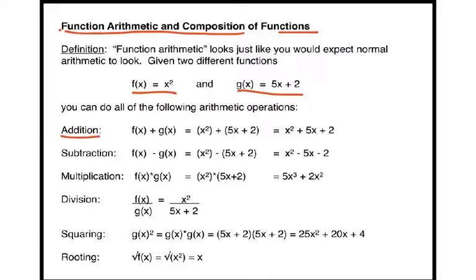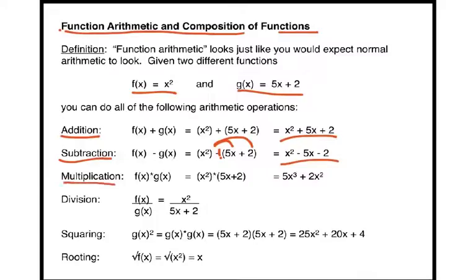You can do addition, f of x plus g of x, which is really x squared plus 5x plus 2, which simplifies to the trinomial x squared plus 5x plus 2. You can do function subtraction, f of x minus g of x, where you do x squared minus 5x plus 2. Make sure you distribute the minus sign to both terms inside the parenthesis, or you might find it helpful to put a 1 in front of the parenthesis so you know you're multiplying everything inside the parenthesis by -1. The result is x squared minus 5x minus 2.